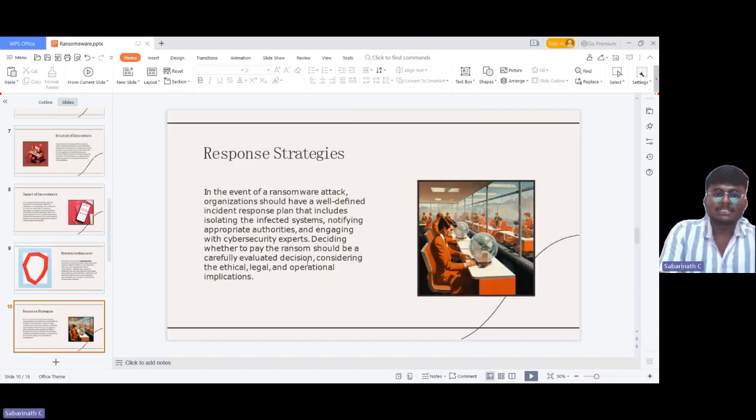Response strategies. In the event of a ransomware attack, organizations should have a well-defined incident response plan that includes isolating the infected systems, notifying appropriate authorities, and engaging with cybersecurity experts. Deciding whether to pay the ransom should be a carefully evaluated decision, considering the ethical, legal, and operational implications.